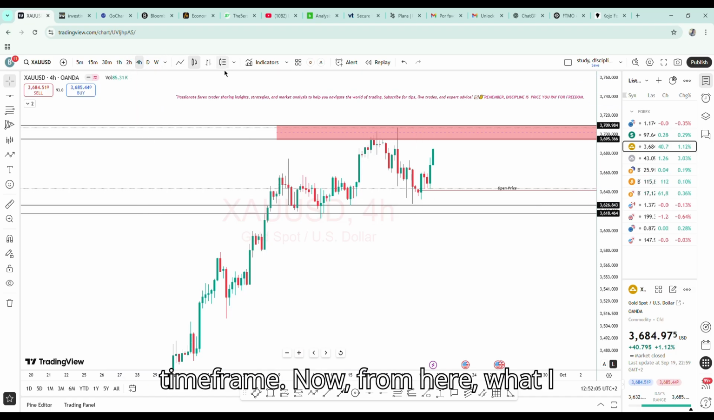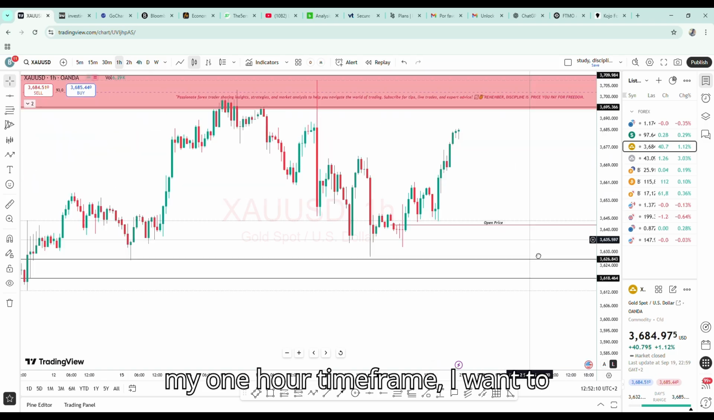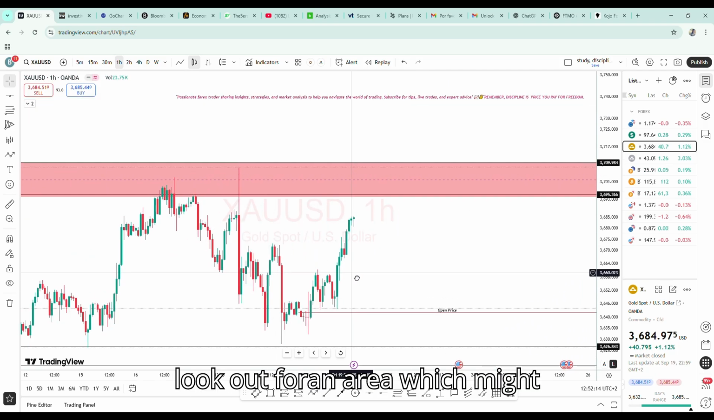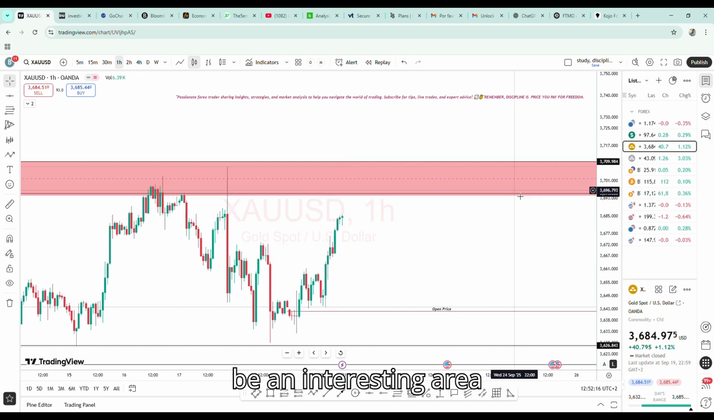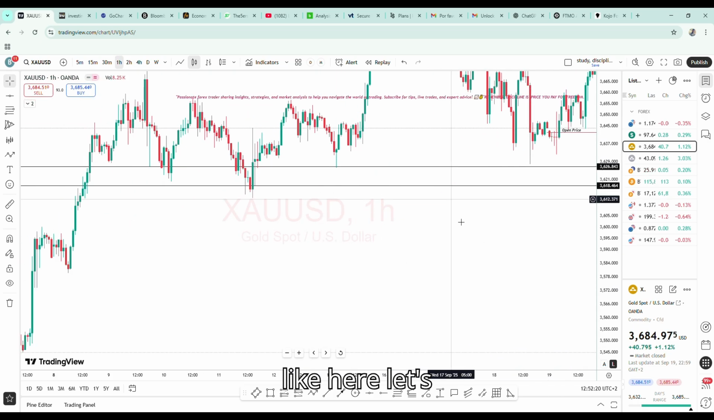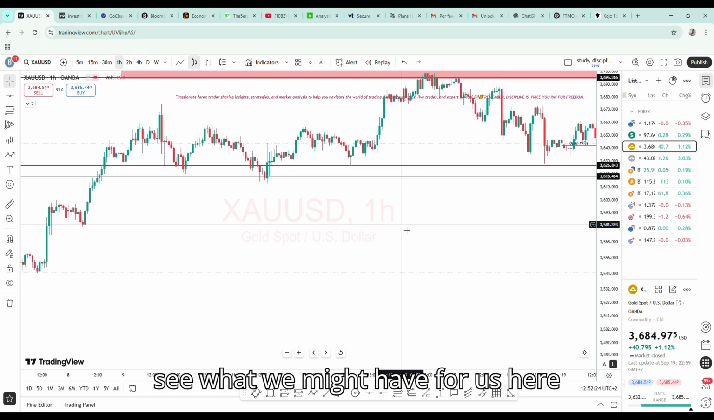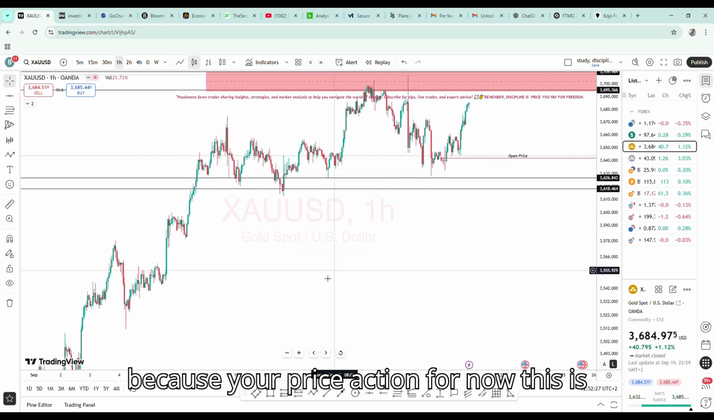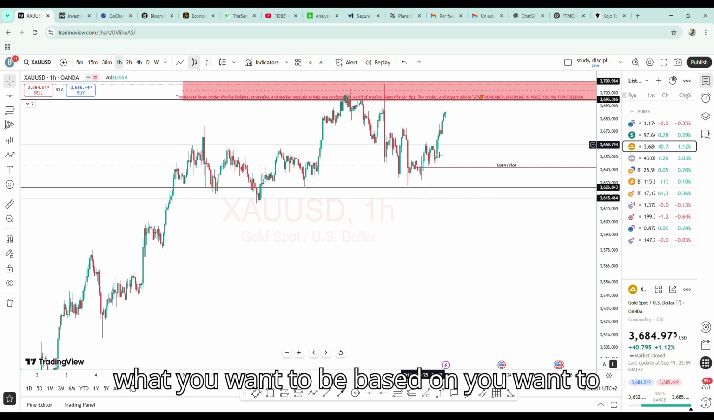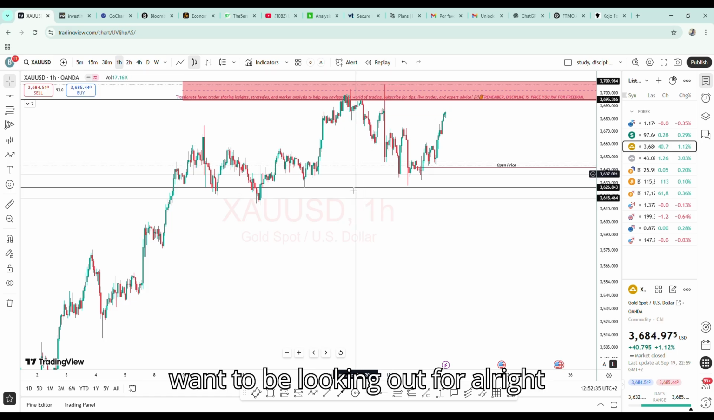Now from here, what I do is go to the 1-hour time frame. On my 1-hour time frame, I want to look out for an area which might be interesting. Like here, let's see what we might have for us. Because your price action for now is what you want to base on. You want to base on the price action that you are seeing right here.